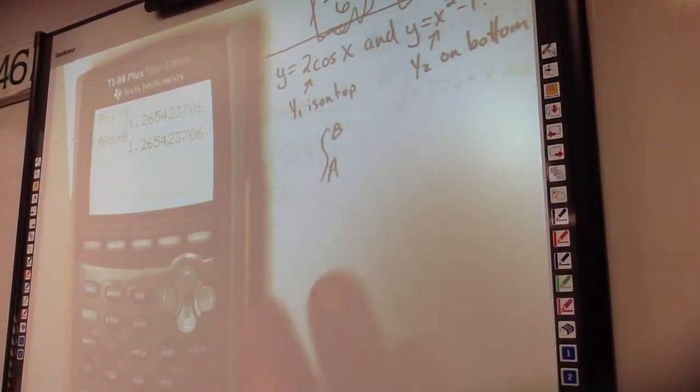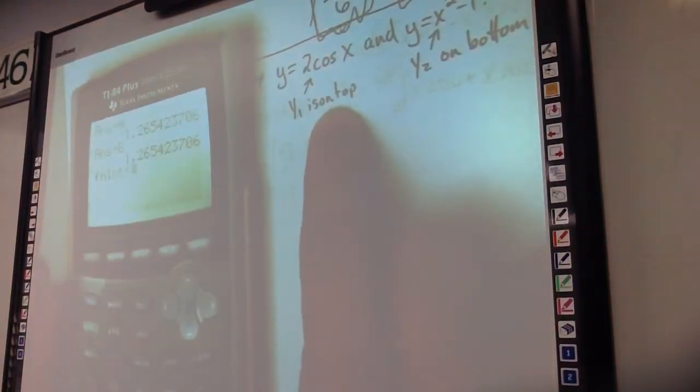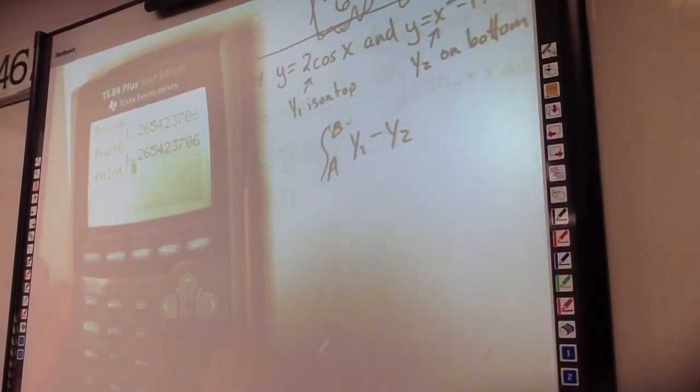So once you've got your A and your B, make sure you know which one's going on top of yours. Now, here's the cool part. You just go math, you FNINT it. Y1's on top, Y2's on the bottom. So I'm going to go Y1 minus Y2. Go to your vars, Y1 minus Y2, comma, with respect to X, comma. And on mine, it's going to be from A to B. A, comma, B.